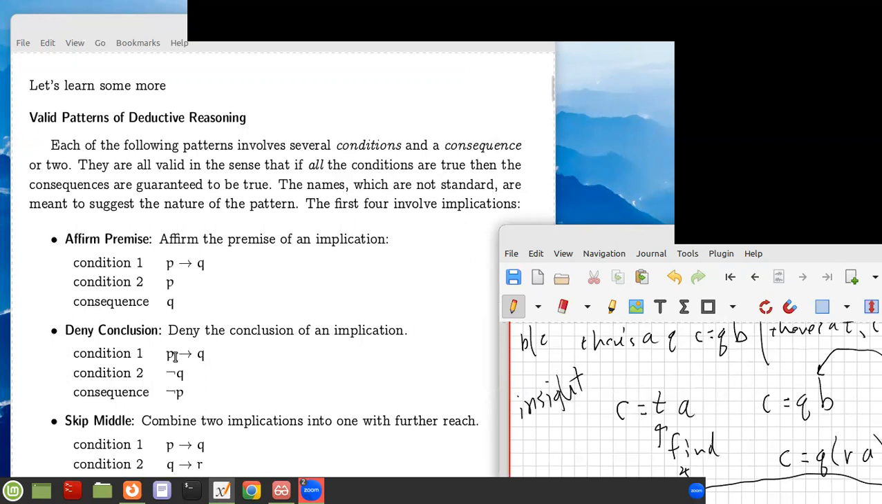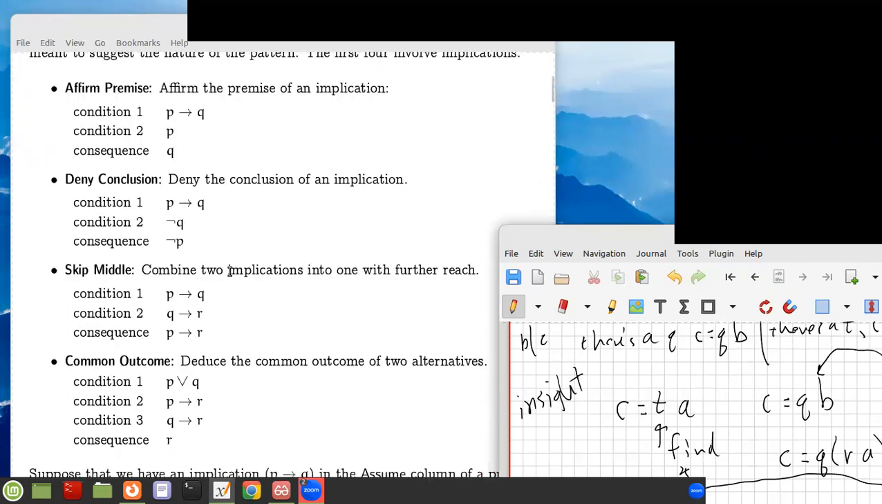Now that depends on these implications being true, but this is sort of like saying, okay, you can either affirm the premise and get a true statement, or you can deny the conclusion and get a different kind of true statement. The names I've given these are non-standard, but they sort of describe the logic here. Some of these have Latin names from ages ago, but there's no point in learning those.